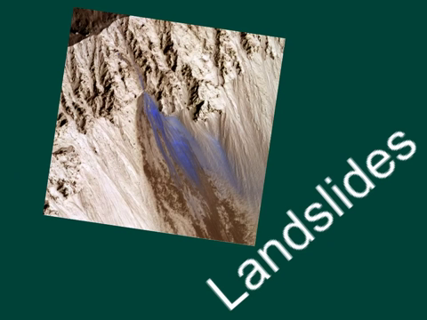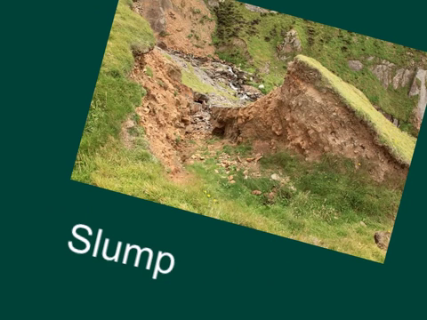A landslide is a type of rapid mass movement going down a mountain or a steep slope caused by gravity. A slump is an example of a landslide because it occurs when a block of material goes downhill over a curved surface.